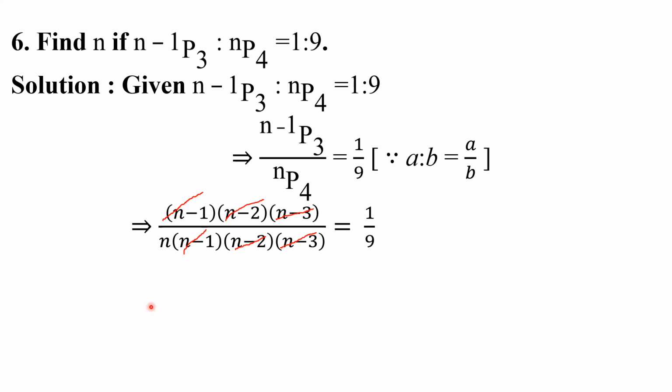Right. Then what is the next step? That implies 1 by n is equal to 1 by 9. Understood this step, my children? Right. Then what is the value of n? Yes, that implies n is equal to 9. Understood this question, my children? Right. Can we go to the next question? Therefore, n is equal to 9. Okay, my children? Right. See the next question.